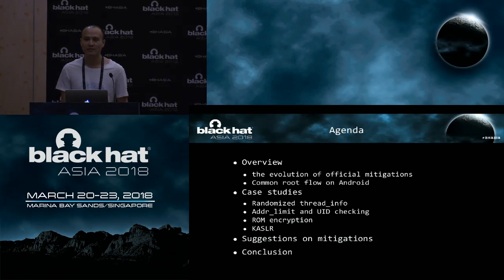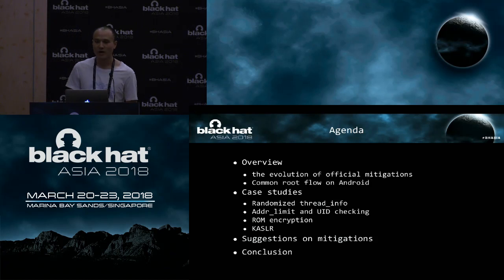Specifically, in the first one, we will show you how to randomize thread info, which makes searching our process difficult. And the second one, we will discuss the address limits and the UID checking. If we modify our process address limits or change our process UID to zero, our process will be killed. To bypass the address limit checking, we find a way to read or write kernel memory without changing address limits. And we also find a way to disable the UID checking.